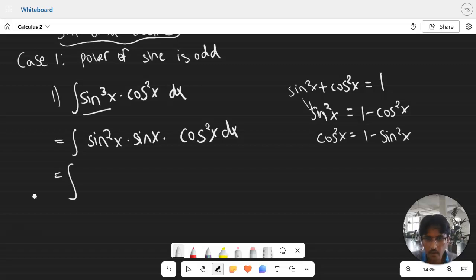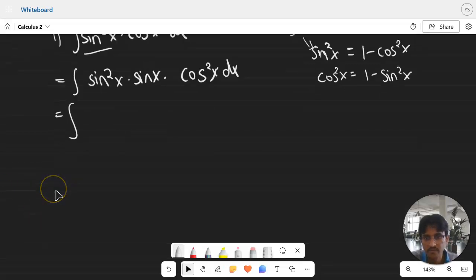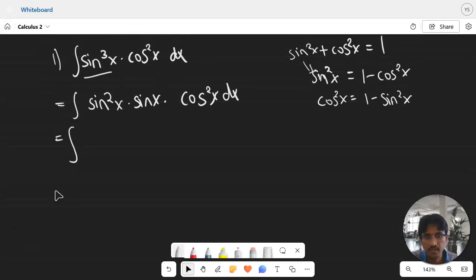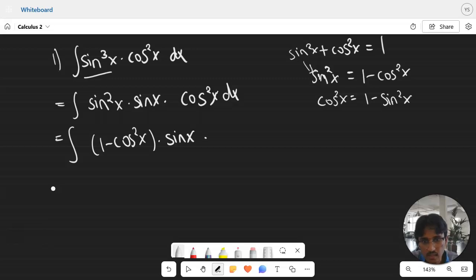Okay, so we split it. That was our first step. The second step is plugging in this formula into our sine square of x. So we could write down sine square of x as (1 minus cosine square of x) times sine of x times cosine square of x dx.